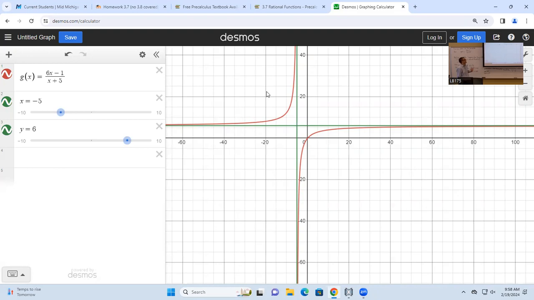Okay. When we're looking for vertical asymptotes, we're basically looking for where the denominator is 0, so long as we don't share any common factors on top and bottom, which you're not going to be given in my class. All right. And that's basically the whole thing.